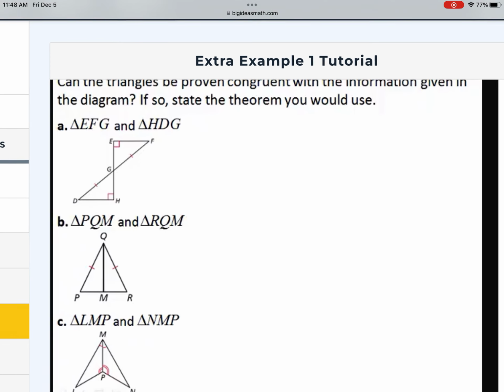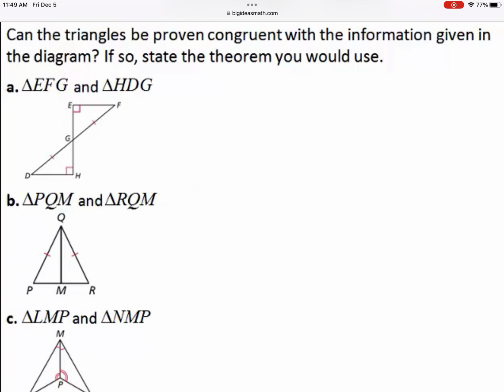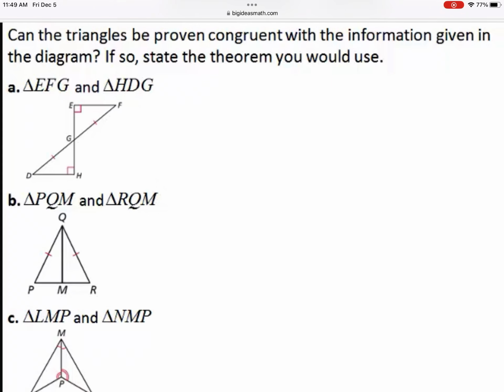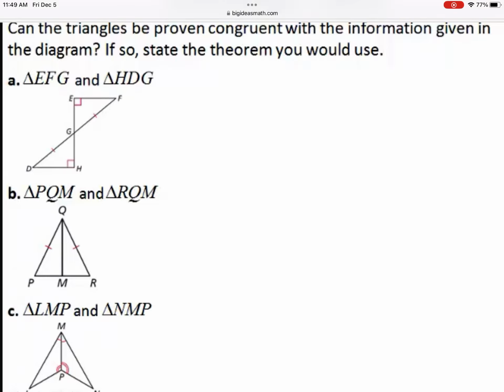Can the triangles be proven congruent with the information given in the diagram? If so, state the theorem you would use. Part A. Triangle EFG and triangle HDG.